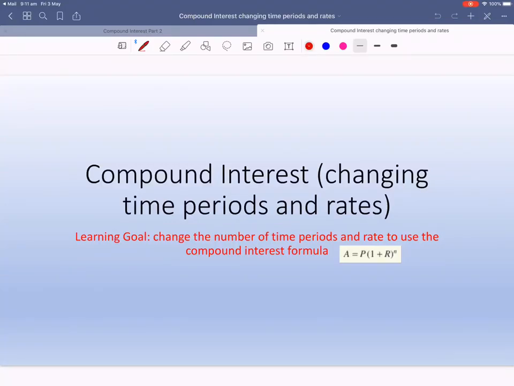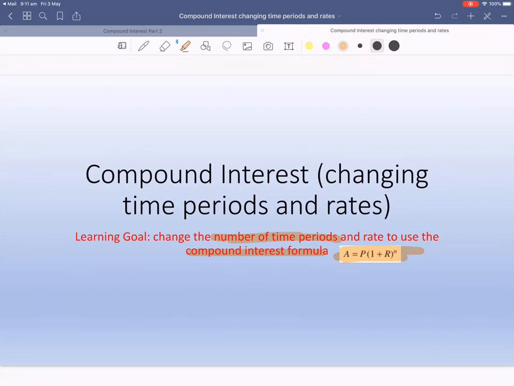So this lesson is still on compound interest, except we're going to focus more on changing time periods and rates. Now, we've done a little bit of this with simple interest and things of the sort. So this video is just simply doing what we've done before, hopefully, and focusing on changing it. So that's why we change the number of time periods and rate to use the compound interest formula, which is just there. Okay, so make sure you write that down.